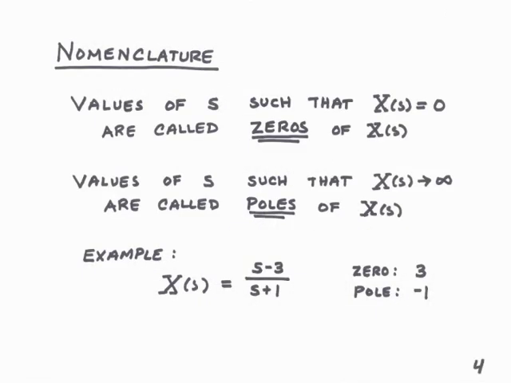We'll now introduce two important terms, and we'll use these terms throughout the rest of the class. You should be sure to understand what each of them means. The values of s such that X of s is equal to 0 are called the zeros of X of s. The values of s such that X of s goes to infinity are called the poles of X of s.